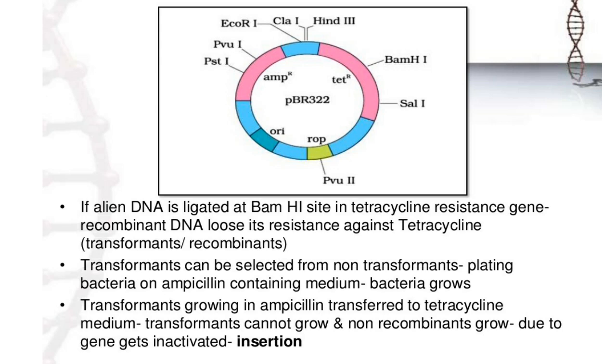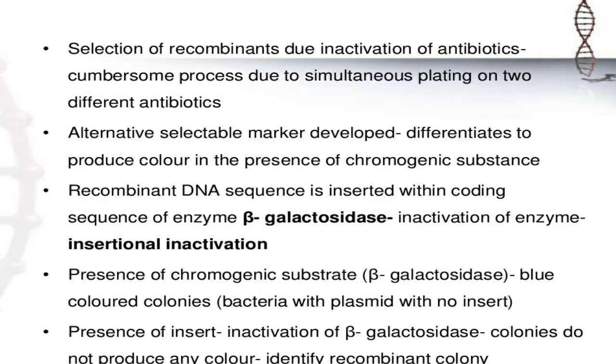If alien DNA is ligated at the BamHI site in the tetracycline resistance gene, the recombinant DNA loses its resistance against tetracycline. Transformants can be selected from non-transformants by plating bacteria on ampicillin-containing medium, where the bacteria grow. Transformants growing in ampicillin are transferred to tetracycline medium. Recombinants cannot grow, and non-recombinants grow, because the gene is inactivated by insertion.